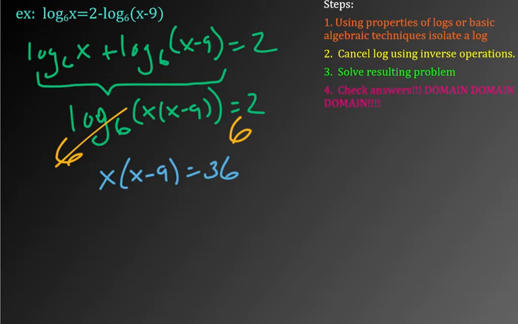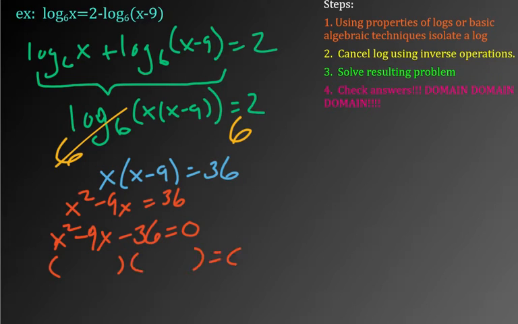The rest of this just says like solve resulting problem, but this is really important. Logs are not well-defined functions. They don't exist for all real numbers, so you have to check them. But the solving part here will be pretty quick. So we got x squared minus 9x equals 36. I'm going to move this over. And then, let's see, yeah, that can factor nice. So it's looking like x is 12 and negative 3, right?